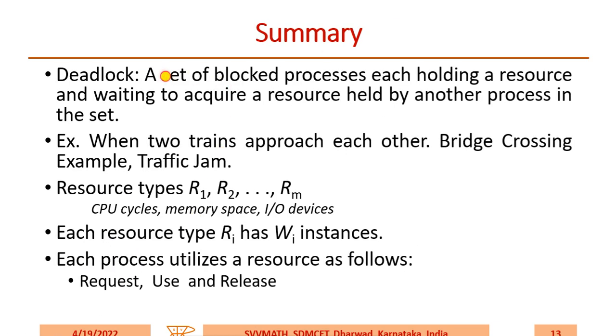Summary of what we have discussed. We can pause it and go through. Deadlock is a set of blocked processes, each holding a resource and waiting to acquire a resource held by another process in the same set. That's why we say wait for each other. When 2 trains approach each other, the bridge crossing example, or a traffic jam, all these are deadlock examples. Resource types R1, R2, R3. Instance means count, how many you have. Each process utilizes a resource as follows: request, use it, and once usage is over, release it.